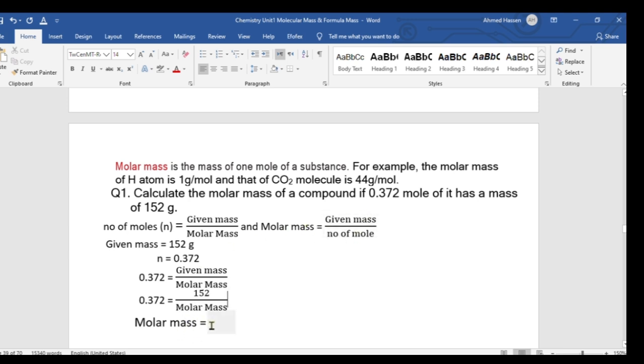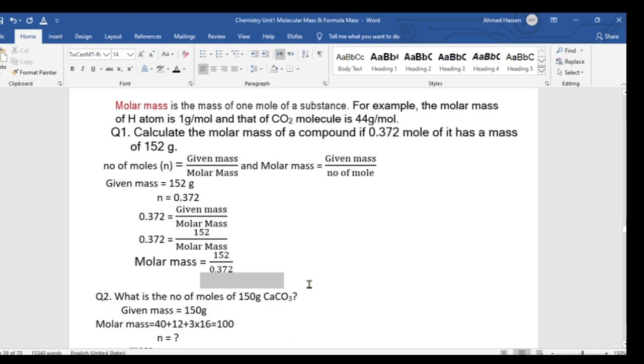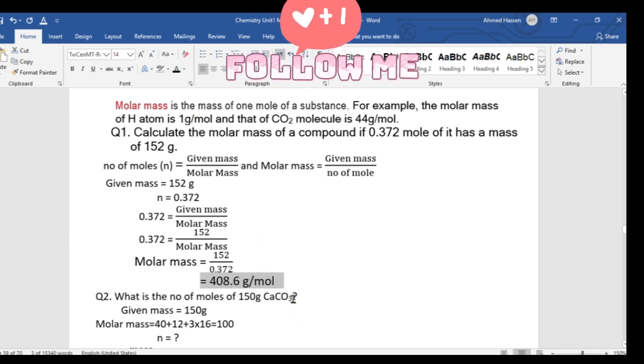Molar mass will be calculated as given mass over number of moles as follows. You see, this is 152 divided by 0.372. This is equal to around 408.6 gram per mole of the compound.